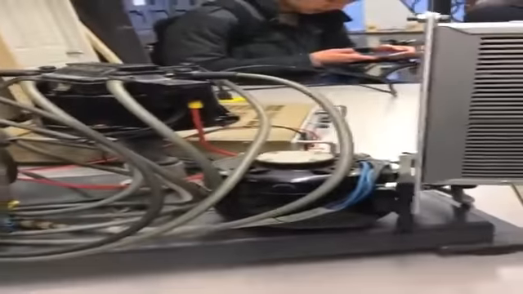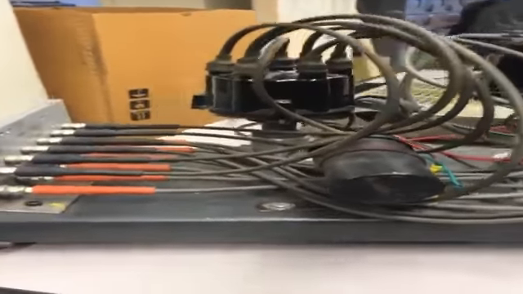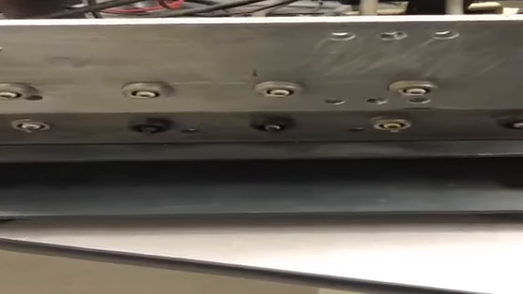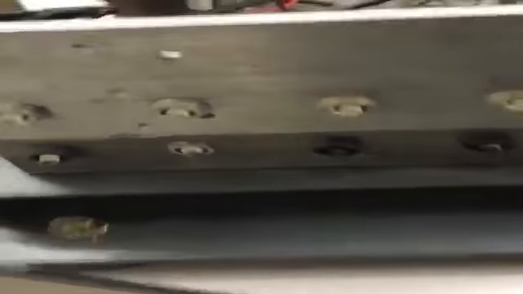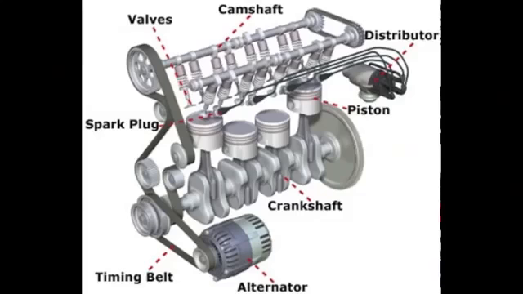This is the distributor with the wires coming out of it going straight to the spark plugs. The spark plugs ignite, as you can see here, and ignite the fuel above the piston, which will be later explained in this video.